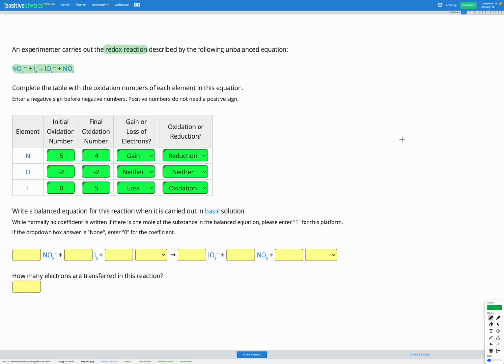So now that we know what's been oxidized and what's been reduced, our next step is to write out two half reactions, one for the reduction part of the reaction and one for the oxidation part of the reaction. So for the reduction part of the reaction, that involves nitrogen. So looking at our equation, we have NO3 minus goes to NO2. So that's going to be our reduction part of the reaction.